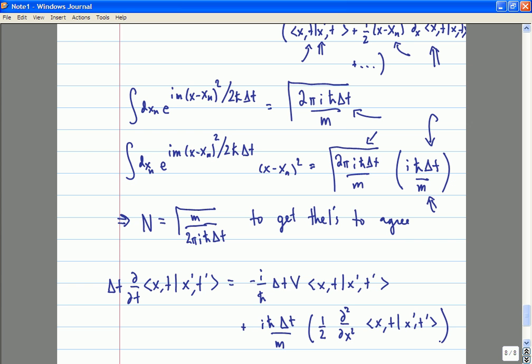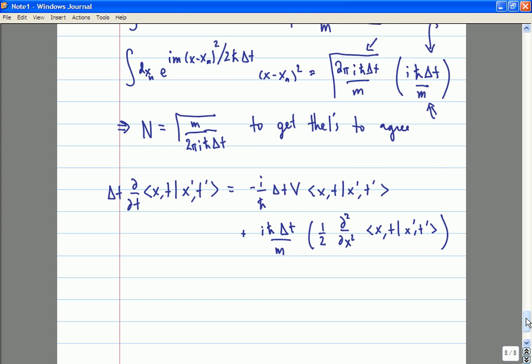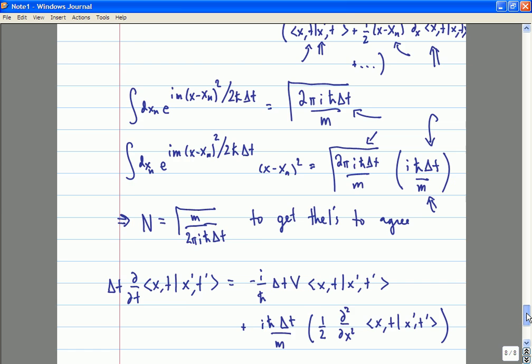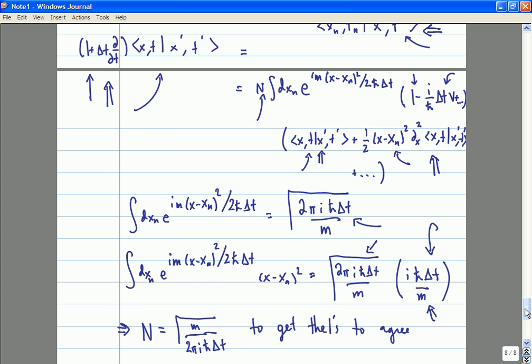Yes, let's go through that again. That's just the statement about the terms that are zeroth order in delta t. On the right-hand side, we have the propagator from x prime to x. And on the left-hand side, we have n times this integral here, times the propagator. All I have done here is declared that n has to be the inverse of that integral in order to get the terms zeroth order in delta t to agree.